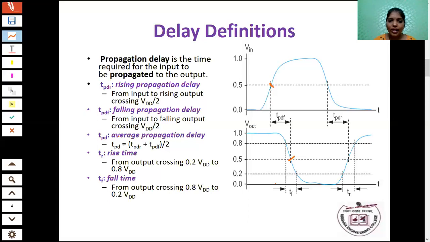How do we calculate the average propagation delay? You need to take the average of the rising propagation delay and the falling propagation delay, that is (TPDR plus TPDF) by 2.